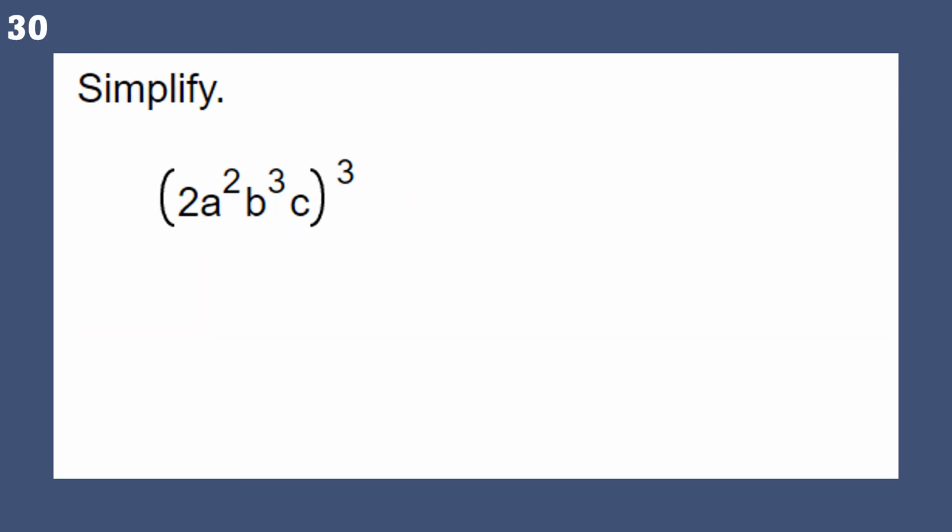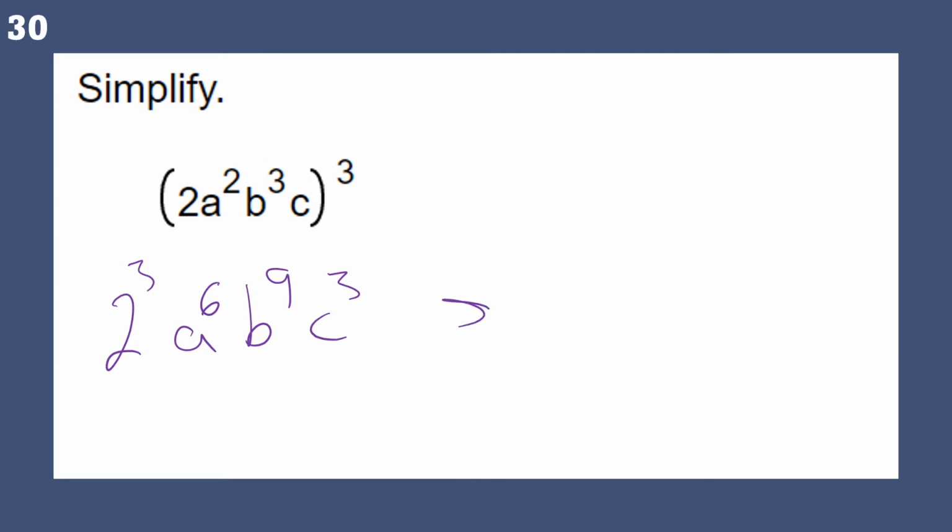Now, if I have an exponent outside of parentheses, I can go ahead and bring that inside, but I'm going to make sure I apply it to each piece. So first we have 2 to the 3rd. And then each of the variables with exponents, we're going to multiply those exponents together. So a to the second is going to become a to the sixth, b to the third becomes b to the ninth, and c becomes c cubed.